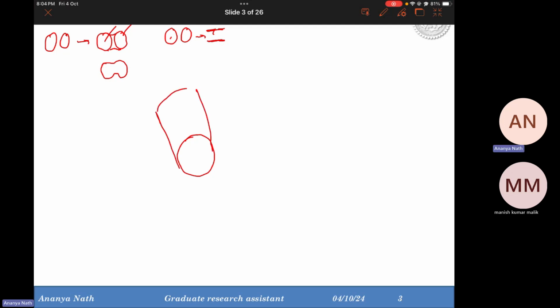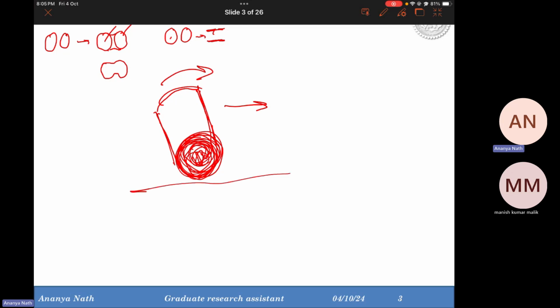There will be a roller. The roller will move in one direction and move in one direction. Now your roller will have electrostatically charged inside its body. Like this is one pattern, okay, your roller is having.